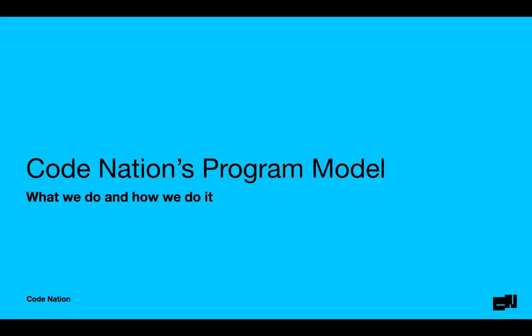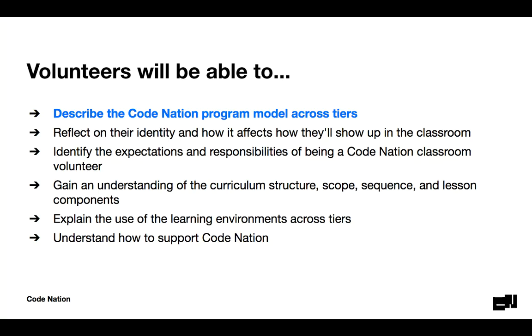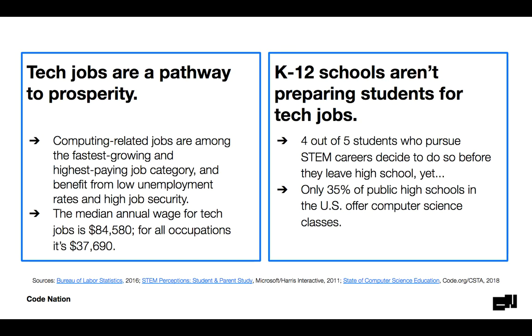Okay. And the first thing we're going to talk about is our program model. And again, by that, I mean our mission and our vision. Here again are some more objectives for this session. Take a moment to read through these as well. It's that first objective, actually. So we're going to describe the Code Nation program and model across tiers.